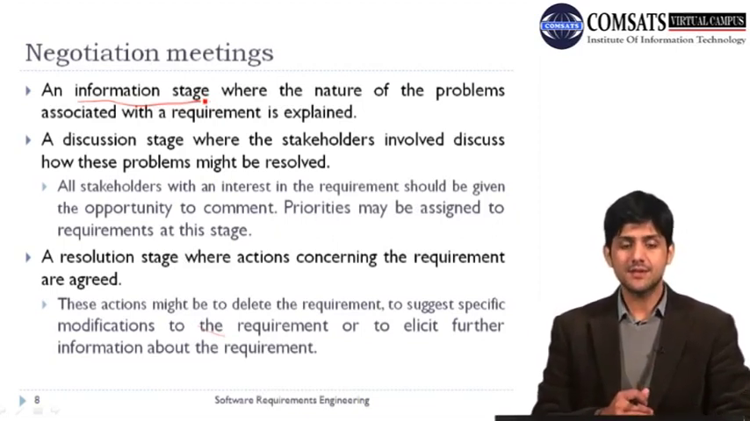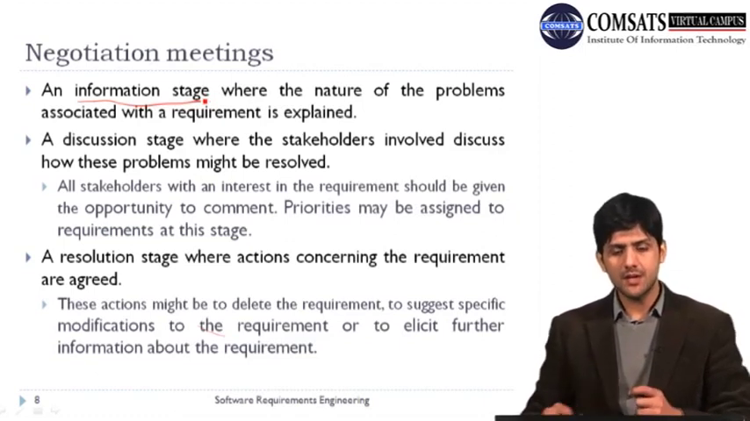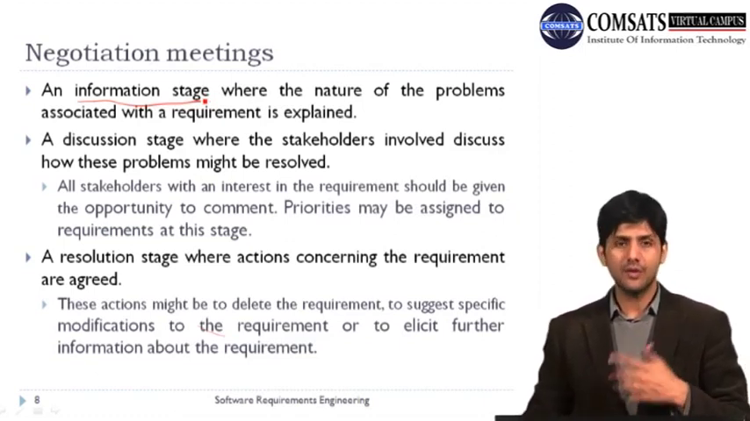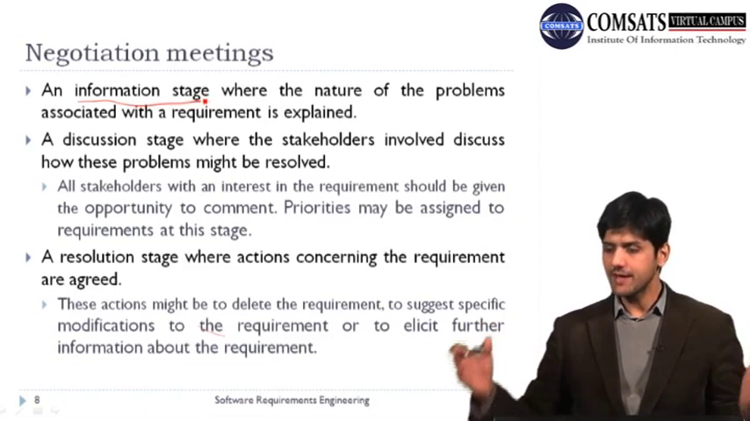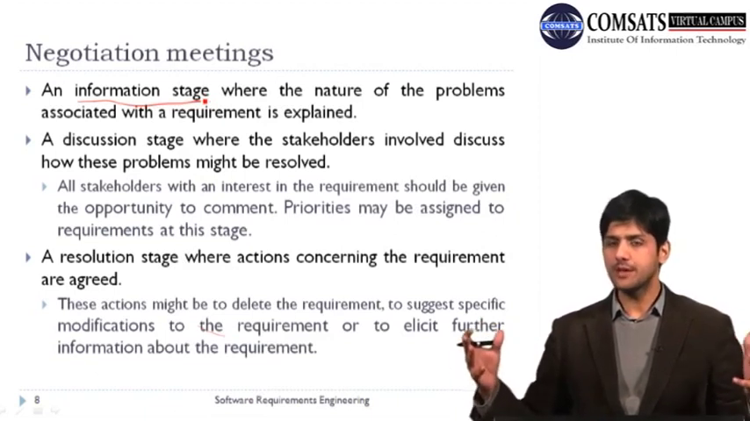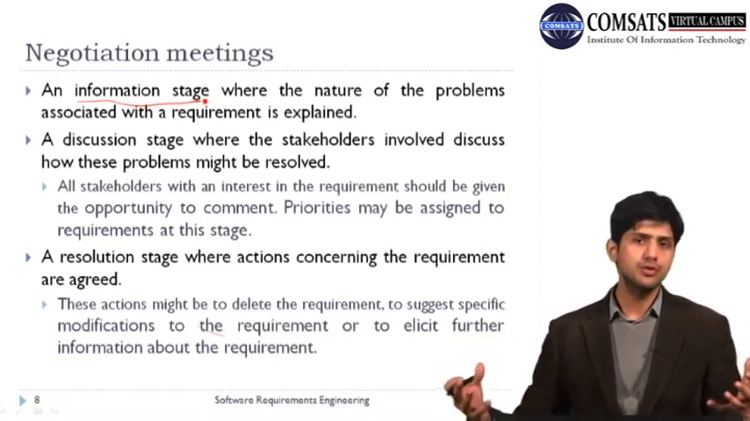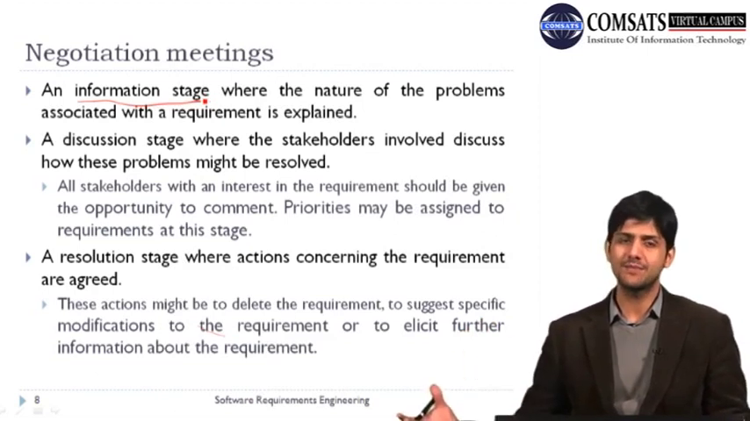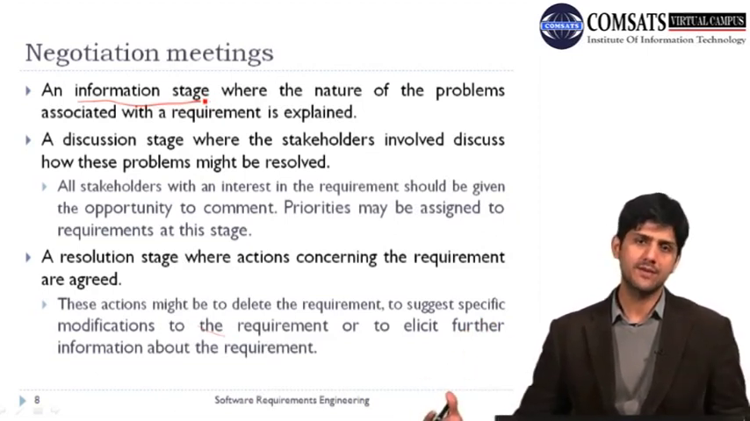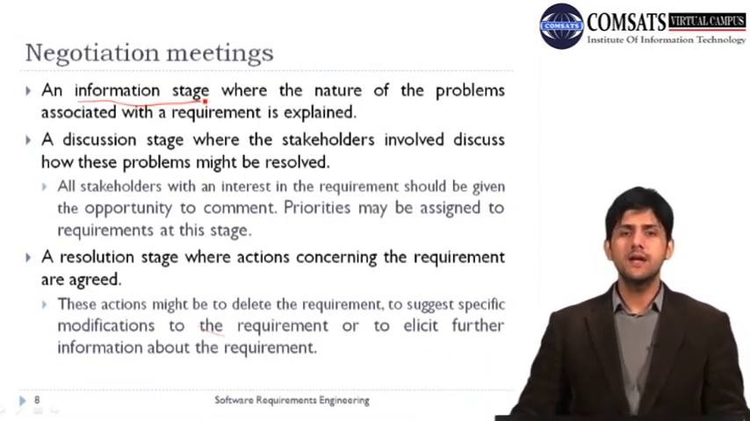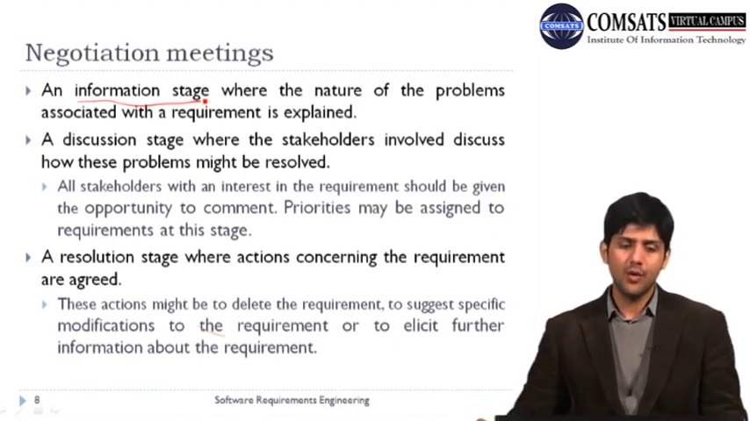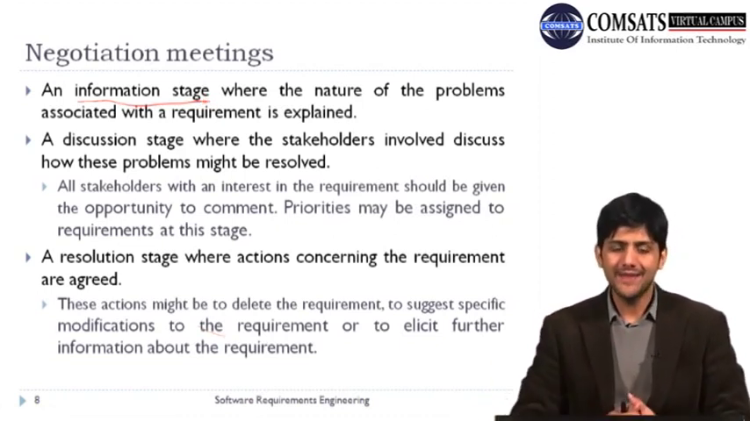And the next stage is the discussion stage. In the discussion stage, all the stakeholders sitting there discuss how these problems might be resolved. For example, there were inconsistent requirements and two groups of stakeholders. One group wanted some things in a certain way, the other group wanted the same feature in a totally different fashion. So there is inconsistency between what they want, or slight variations in the functionality they wanted. So what should happen at the discussion stage?